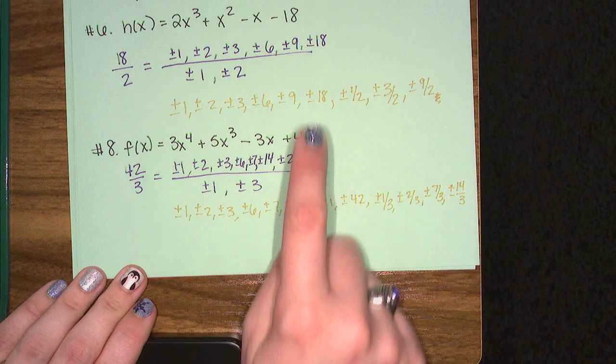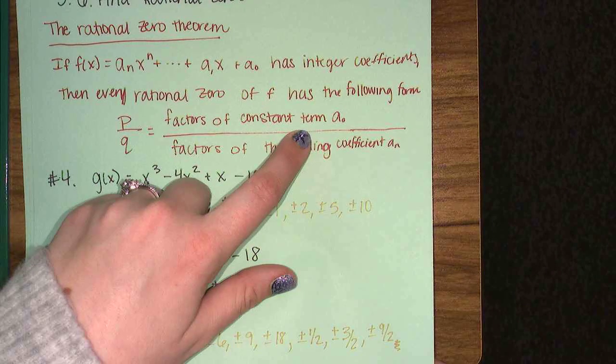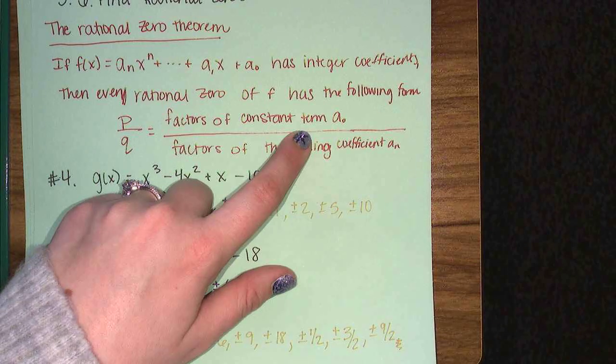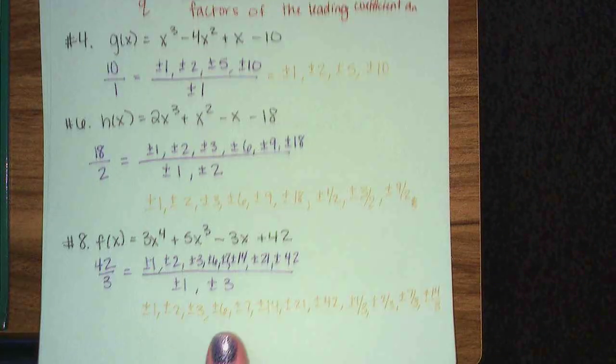So the formula: the factors of the constant term go on top, so that was the 42 for our problem because it was just 42 with no x's. And then the other one is the leading coefficient, so the one with the biggest power of x.